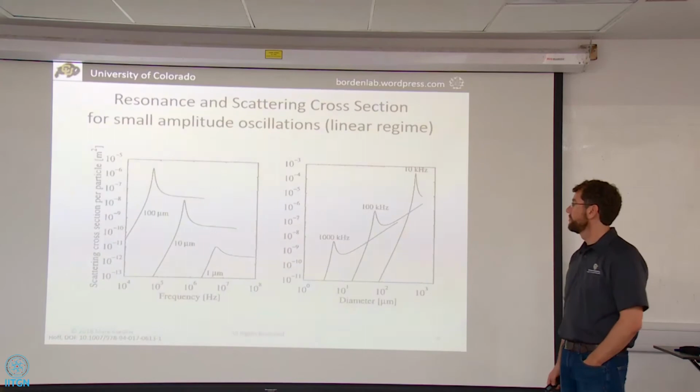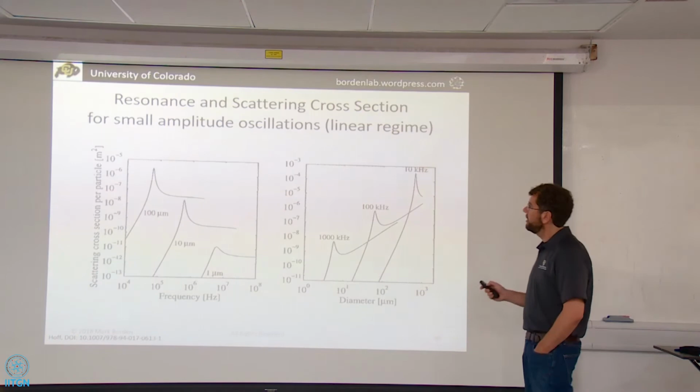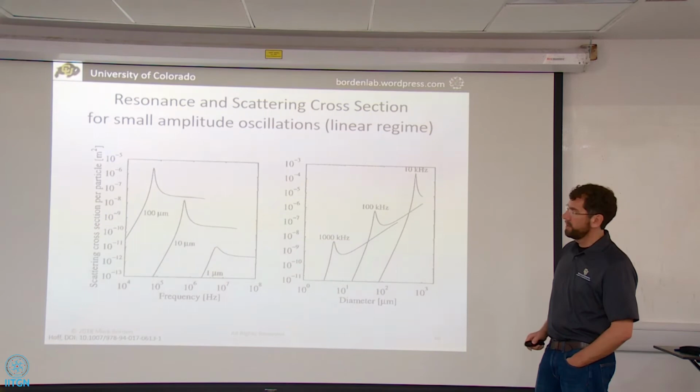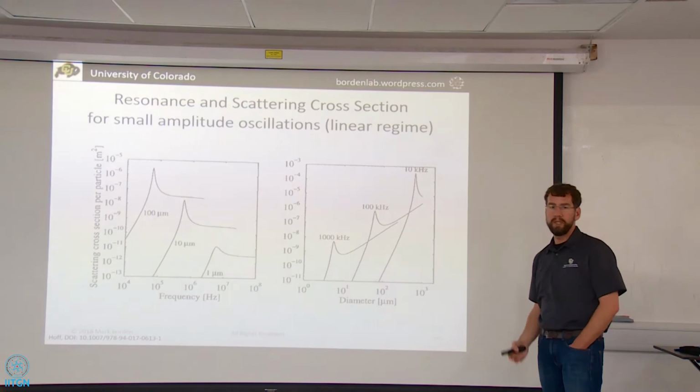When you model it like that, instead of just acoustic scatter, even for very small amplitude oscillations in your regime, here's what kind of difference you see in resonance. You get a 3-order magnitude increase. Beyond the 8 orders of magnitude that we already got because of the gas core, you can get a good 3 orders of magnitude because of resonance.